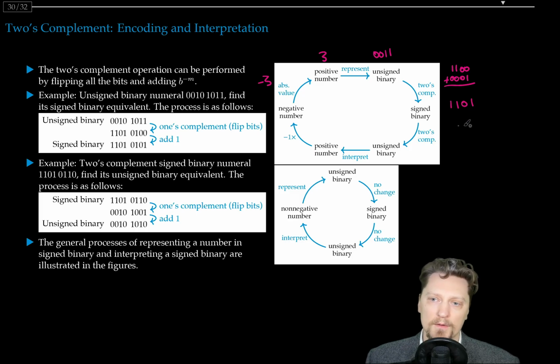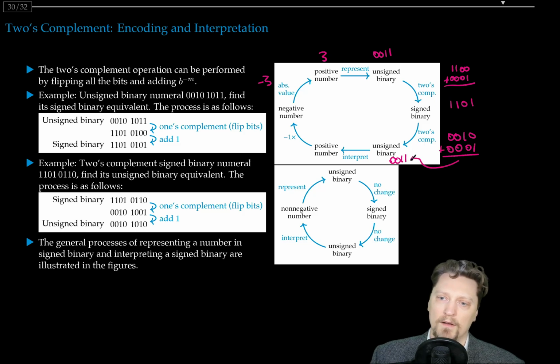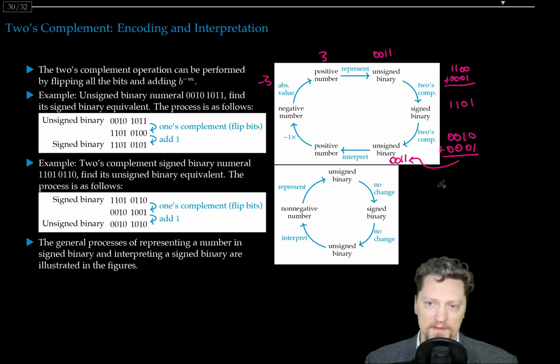If we wanted to take that signed binary representation and convert it back to a decimal representation, we would take the 2's complement again. So we would flip the bits again and go 0010. And then we would add 1, 0001, to get 0011, which is our unsigned binary representation. Look, it's the same as it was up here.